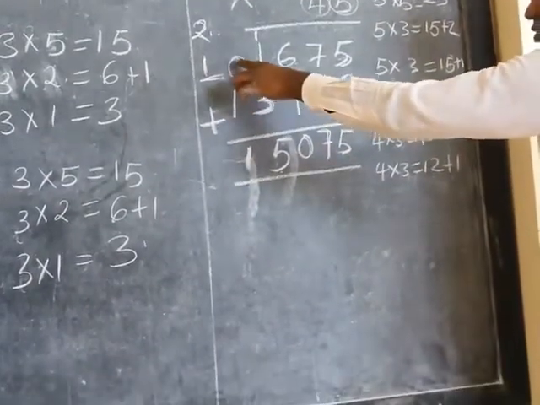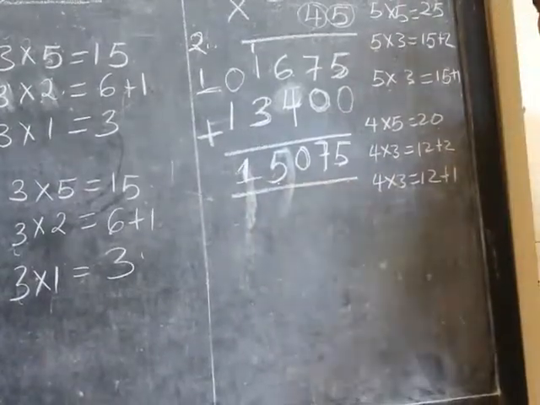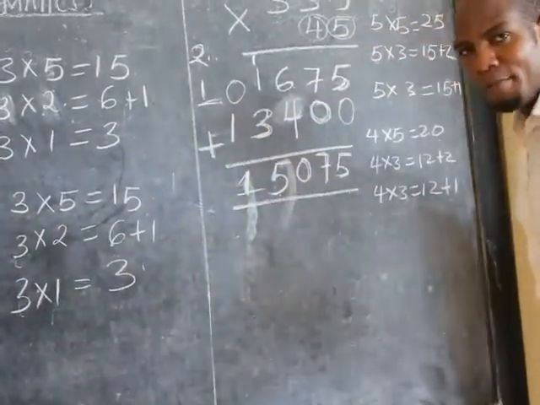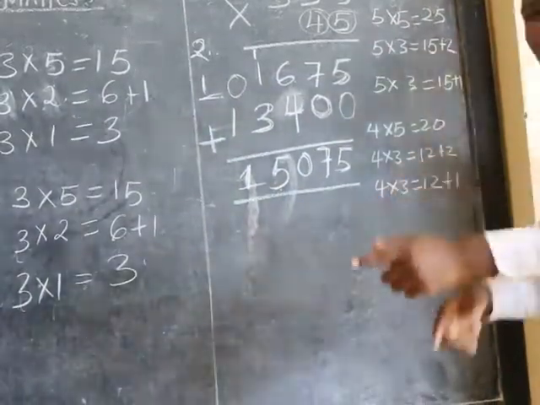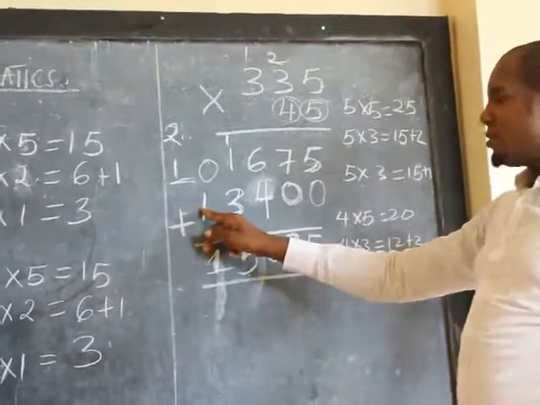Here is 0. 0 plus 1 is 1. Why do I say that? A 0 plus a number is that number. But a 0 minus a number is impossible. So, 0 plus a number is a number.